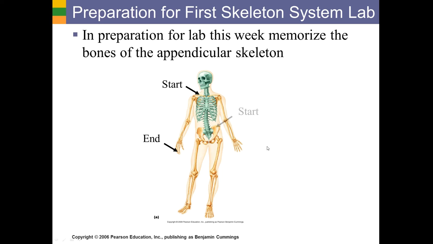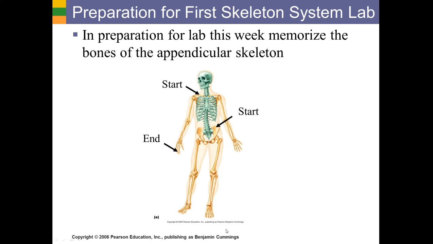And you want to do the same thing on the lower appendage. Start with the pelvic girdle, the ilium, the ischium, the pubic bone, then move to the femur, the patella, which is basically your kneecap, the bones of the leg, which would be the fibula and the tibia, the tarsal bones of the ankle, the metatarsals of the sole of your foot, and then finally ending with the phalanges.